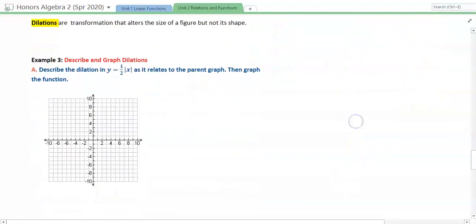Okay? And so there's that. Let's look at dilation. So this is the third of 3 types of transformations. Dilations are transformations that alter the size of a figure, but not its shape. So we're not going to take a parabola and turn it into an absolute value looking function. But we will turn this into a more stretched out parabola or a more squashed absolute value. Whatever type of function we originally had, we will continue to have it.